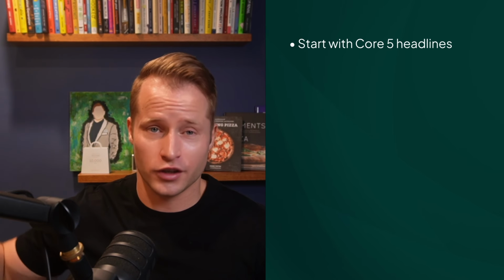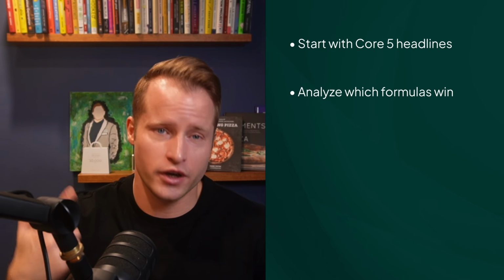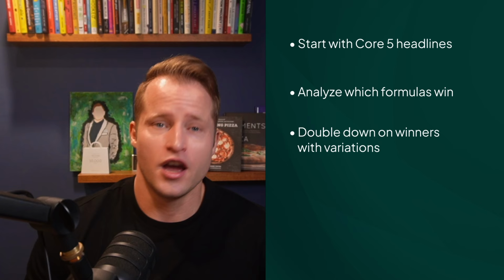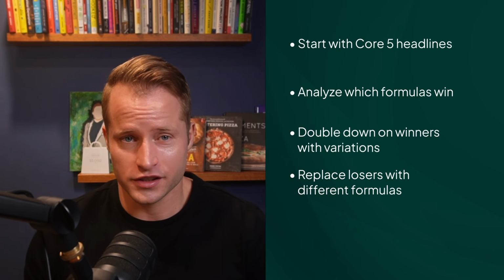To wrap all this up, you have a complete testing loop now. You start with the core 5 headlines. Don't overdo it. Core 5. Analyze which formulas win. Double down on winners with variations. Replace losers with different formulas. And repeat this quarterly. The key insight here is you're not testing random headlines anymore. I can't stress this enough. It's actually hurting your performance more than it helps when you just add 15 very similar random headlines in there. The algorithm doesn't know what to do. This works. If you at least do this quarterly, you'll write better ads than 90% of advertisers out there who never test them at all.